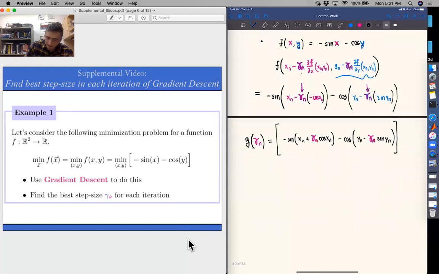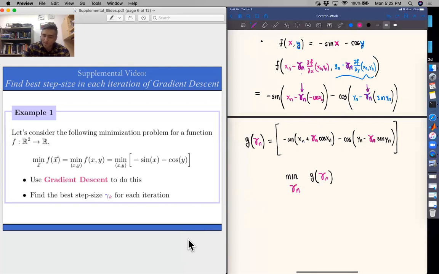So the problem that we're really looking for, and this will just be the restatement of what I wrote, with our definition of the function g, we're really trying to minimize this function g just with respect to the unknown gamma n, the step size for our gradient descent. So we did a lot of composition of functions just to substitute in and make it clear that we're really doing a minimization problem over just the step size gamma.